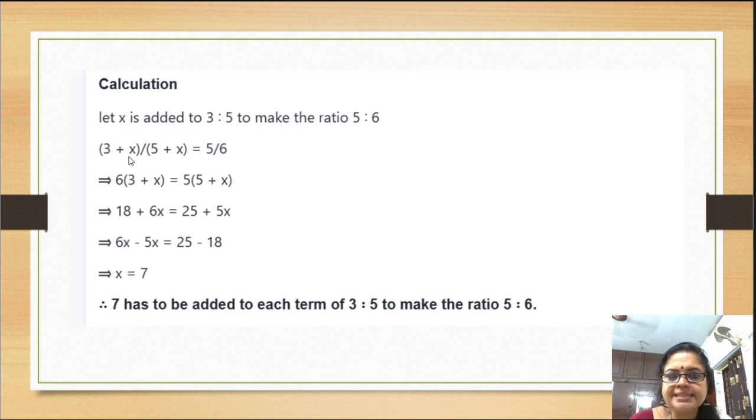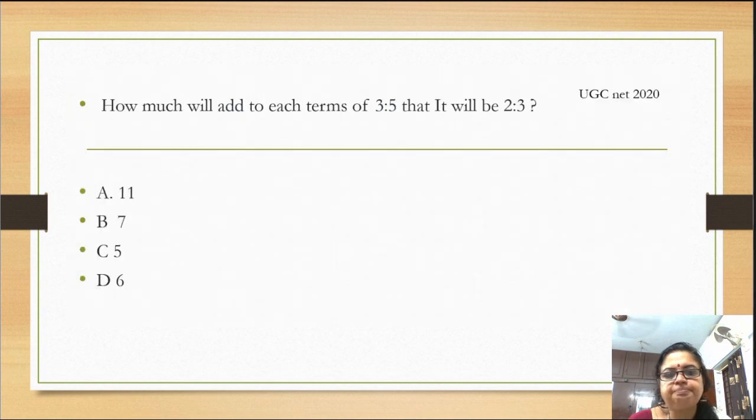So 3 plus x divided by 5 plus x is equal to 5 by 6. The ratio is 5 by 6. So you cross multiply: 6 into 3 plus x equals 5 into 5 plus x, or 18 plus 6x is 25 plus 5x. 6x minus 5x, x is equal to 7. So 7 has to be added to each of the terms of 3:5 to make it 5:6.